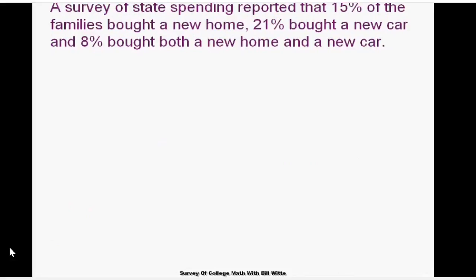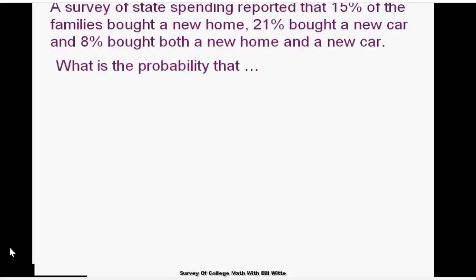Let's try another one. We're going to take a survey of state spending, and it reported that 15% of the families bought a new home. 21% of them bought a new car, and 8% bought both a new home and a new car. That smells of intersection, doesn't it? Now, on the surface, this one might look like it's going to give you a headache, but I'm thinking since they gave us the probabilities of everything, all this is going to be a drill in is putting the right thing on top in these probabilities, okay?